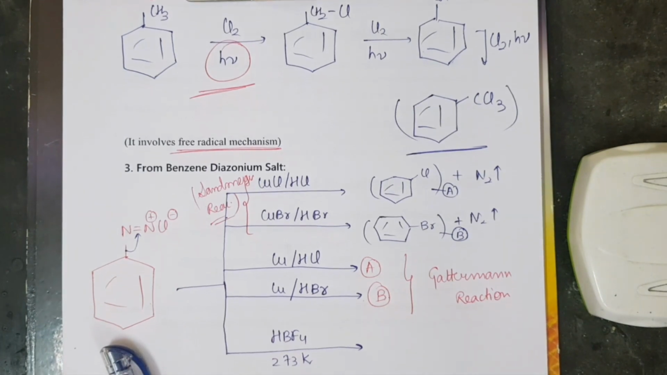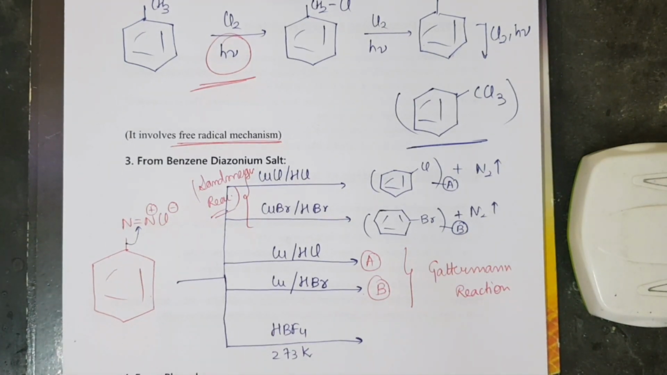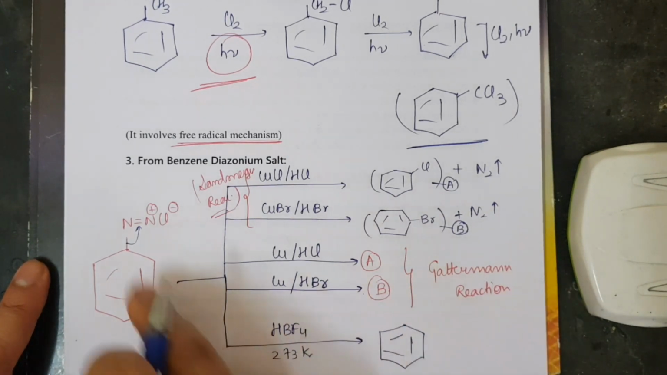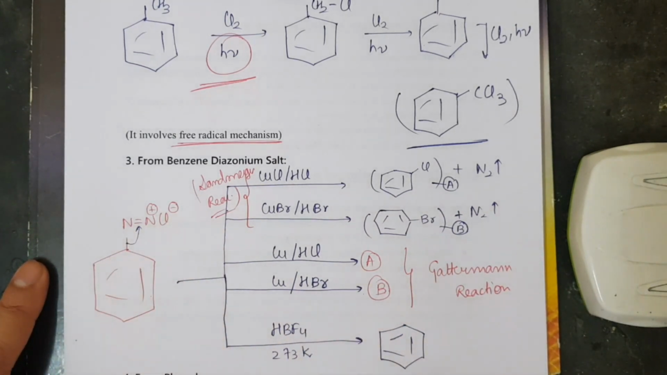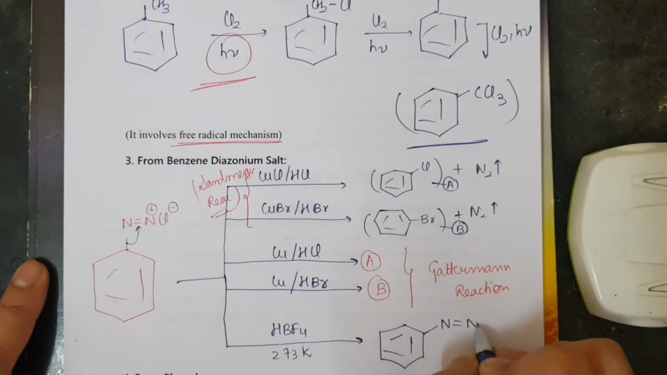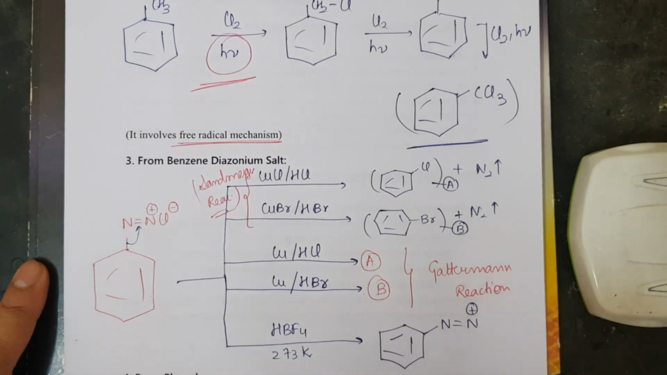Now we have HBF4 and 273 kelvin, that is basically 0 degrees Celsius. So first of all we get the formation of this thing. At 0 degrees Celsius, the aromatic diazonium salt is stable in nature. So it is stable first. That is why please note the diazonium salt would be there only. It would not break because the temperature is low.